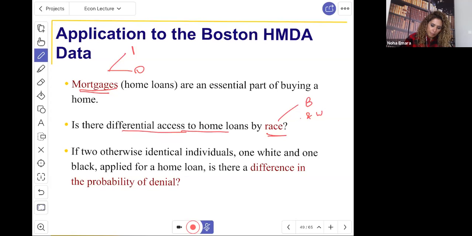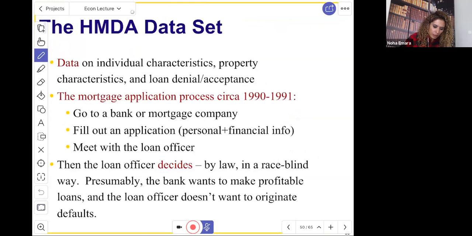And the data set is collected for 2 years. Like the normal process, you go to the bank and fill out an application with personal and financial information. The loan officer would decide, and they actually have a program in the background where they plug in your information and come back and say yes or no. Or they might ask you to increase your income to a certain level to be accepted.